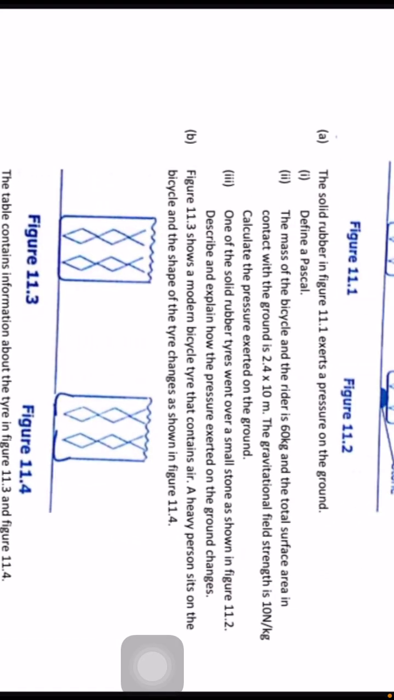Question A2. The question reads, the mass of the bicycle and the rider is 60 kg, and the total surface area in contact with the ground is 2.4 times 10 to the power of something meters squared. The square is supposed to be there, but I made a mistake without putting it. The question continues: the gravitational field strength is 10 newtons per kg. Calculate the pressure exerted on the ground. We know that pressure is equal to force over area.